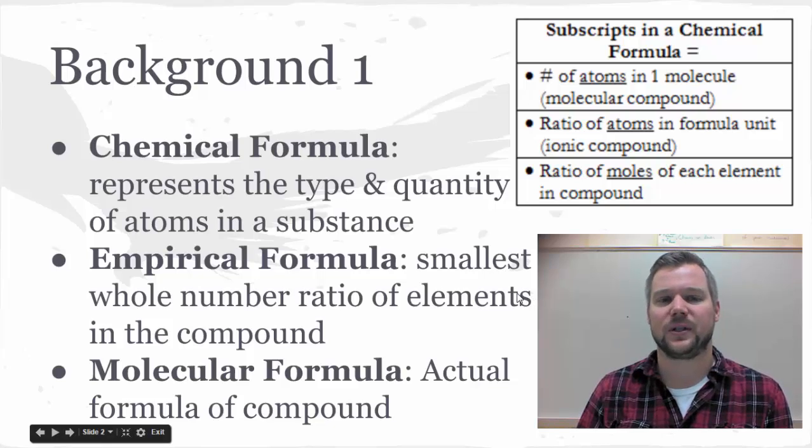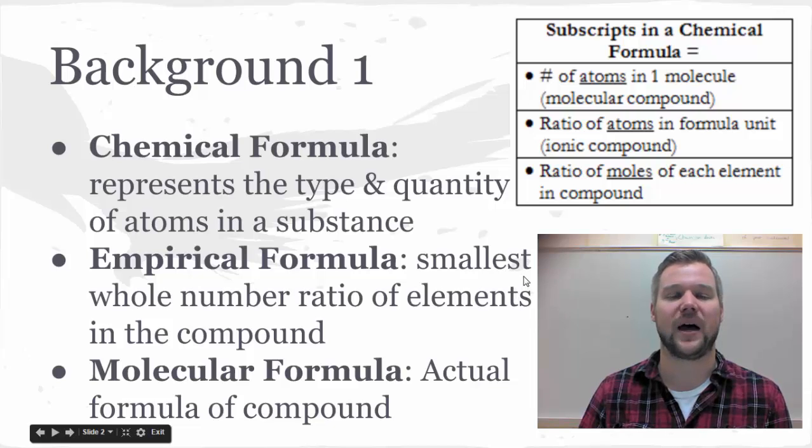Now we can talk about formulas in a couple different ways. We have empirical formulas, which are the smallest whole number mole ratio of elements in the compound. This is an important definition because it's also going to basically tell us what we need to mathematically do. Most ionic compounds are also empirical formulas. That's just the nature of ionic compounds. And then we can also have a molecular formula, which is the actual formula of a compound. So for an ionic compound, typically the molecular and empirical formulas are the same. For a covalent compound, they might be the same, they might not be.